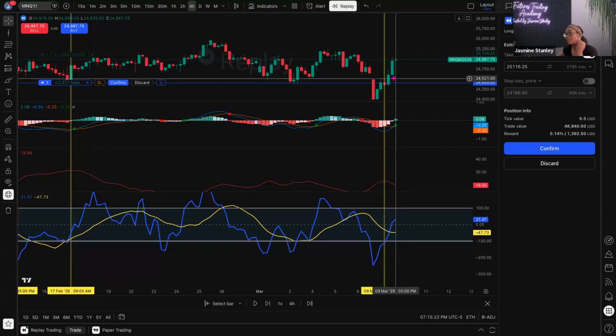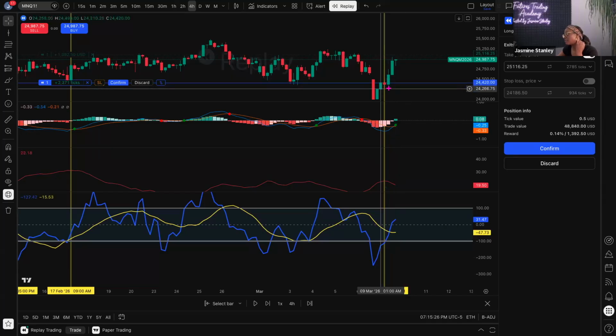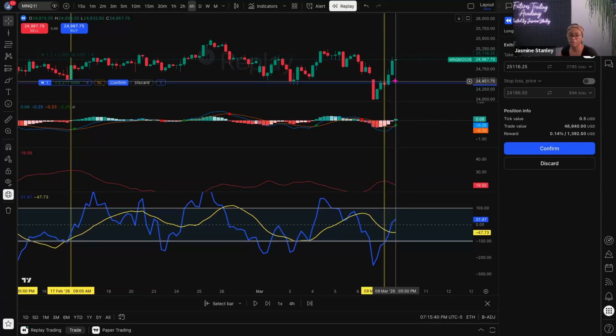It was 4 hours though. We on the 4 hour chart. March 9th. This one started, the one that we got in, which we got in on the red candle. So that started March 9th at 5 a.m. and then it ended March 9th at 5 p.m. So that was a 12-hour trade with $100 that could have made you 1,300, almost 1,400.